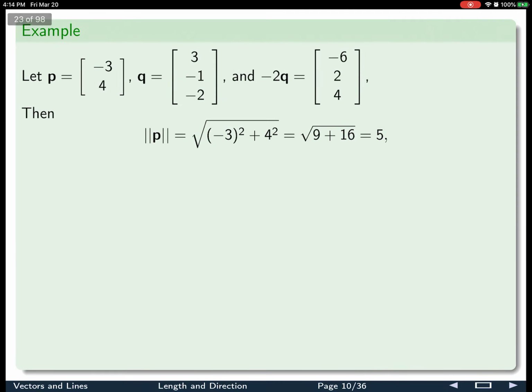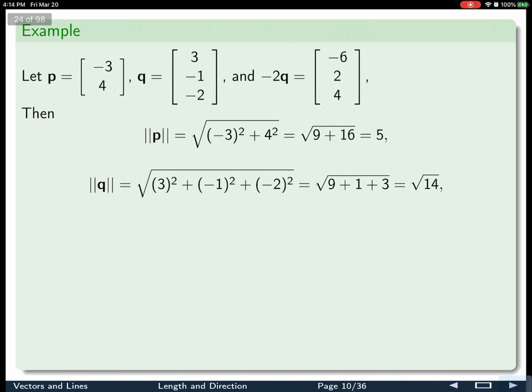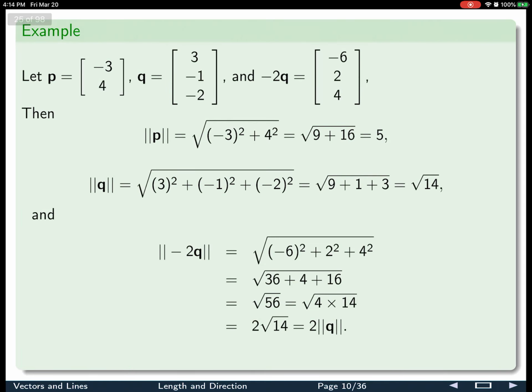We could find the magnitude of all of these vectors. I think the thing to point out is that we've got a negative 2q here, and to find the magnitude of negative 2q, all you have to do is multiply the magnitude of q by 2, because it's twice as long and just in the opposite direction. So length we always measure using positive numbers.